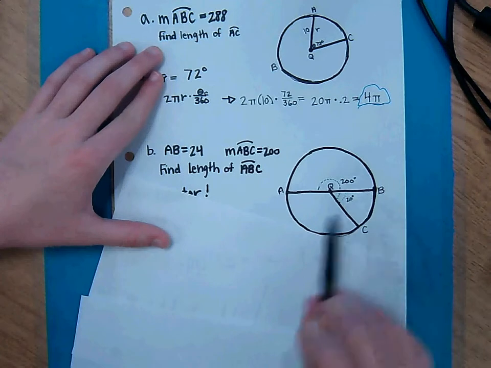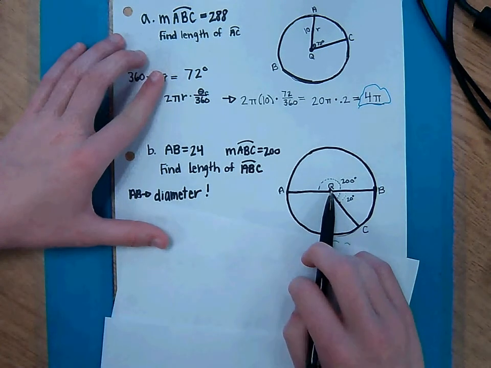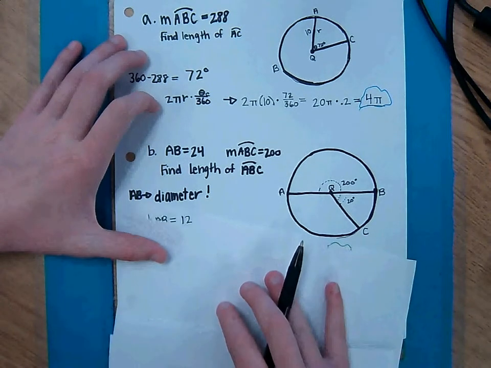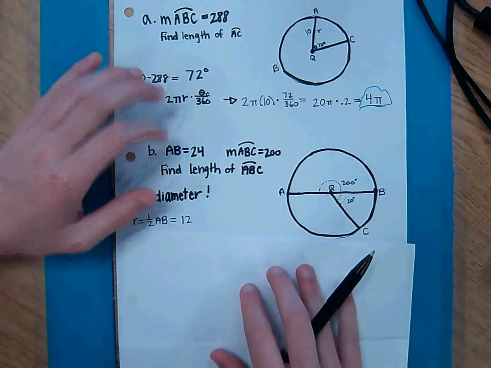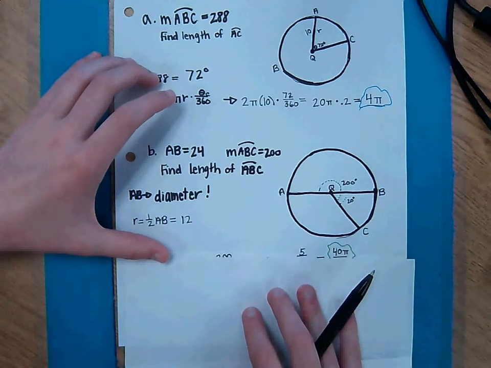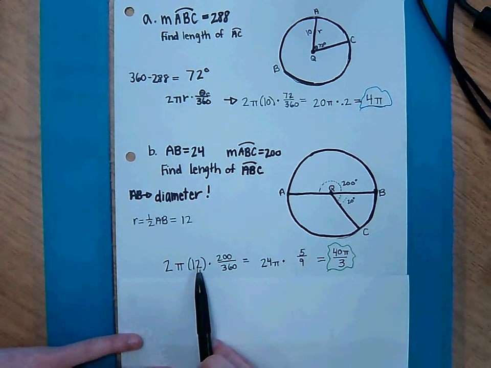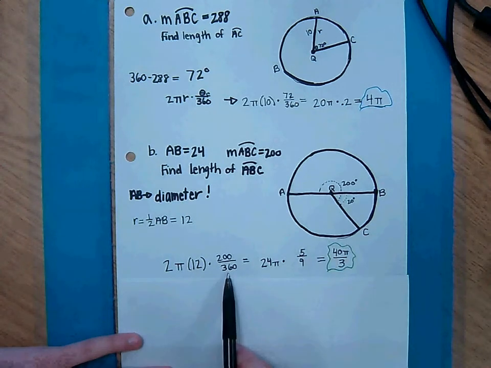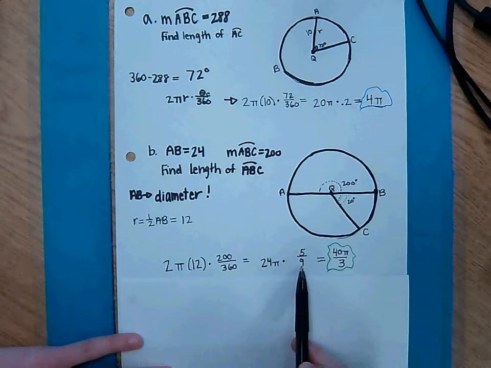Now, looking at the circle, AB is the diameter. And we know from the previous problem that the radius is 1/2 the diameter. So you know that the radius is 12 now. So you just plug that in to your formula. 2 pi r, radius is 12, times the central angle, which is 200, divided by 360, equals 24 pi times 5 over 9, which will give you 40 over 3. 40 pi over 3.